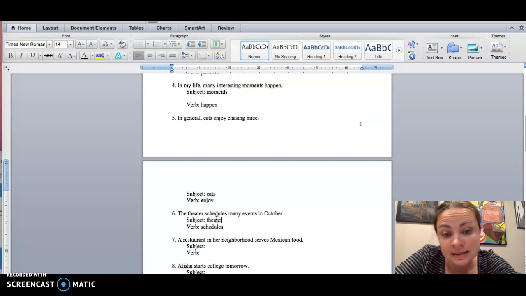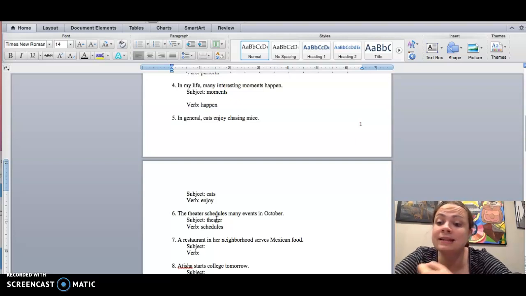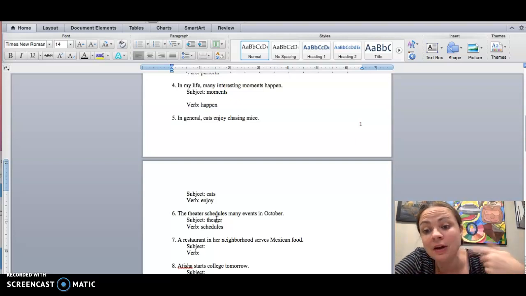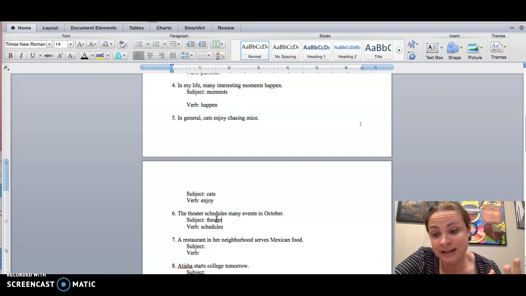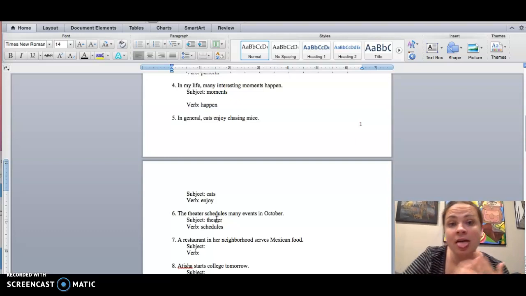In the last example, instead of "the theater schedule many events in October," it said "the theater posts schedules." The action there was posts, because the schedules is what they were posting. But here I made the verb schedules to show you how schedules works in a sentence as a verb. Okay, so that's the example of the sheet that you're going to fill out next.